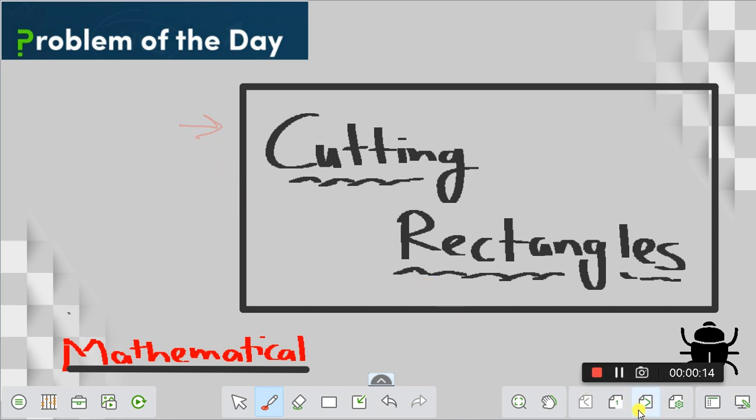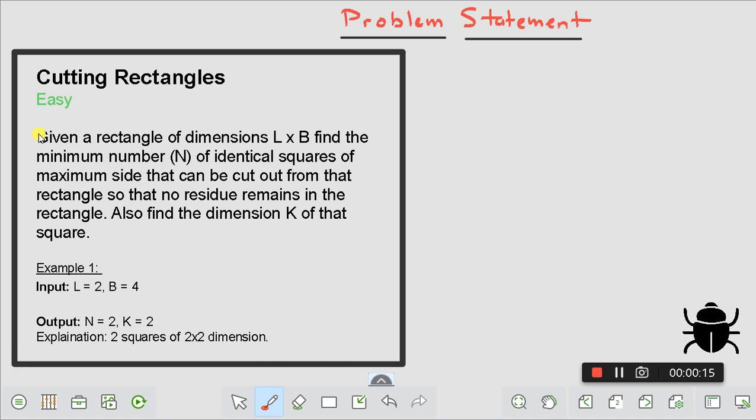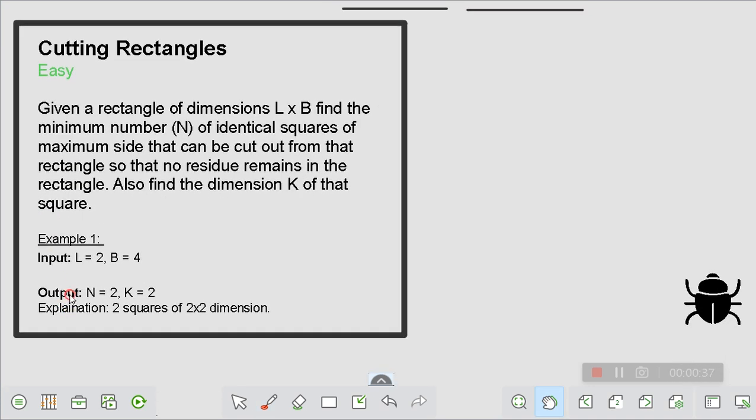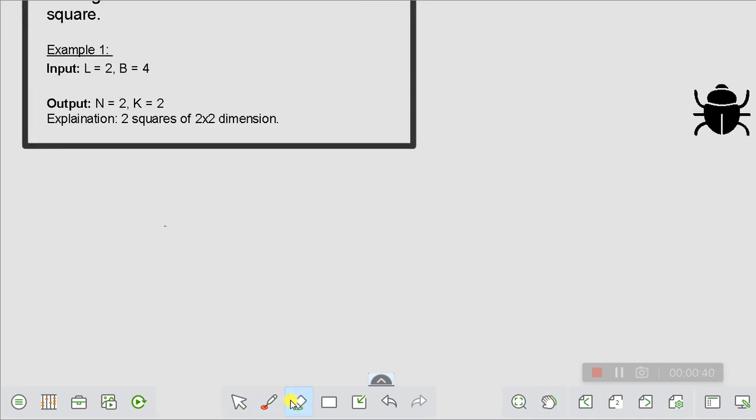So let's get started. Here's the problem statement, and it says that you're given a rectangle of dimensions L cross B. Find the minimum number n of identical squares of maximum side that can be cut out from the rectangle so that no residue remains in the rectangle. Also find the dimension k of that square. One example is also given here, and let me just explain this example.